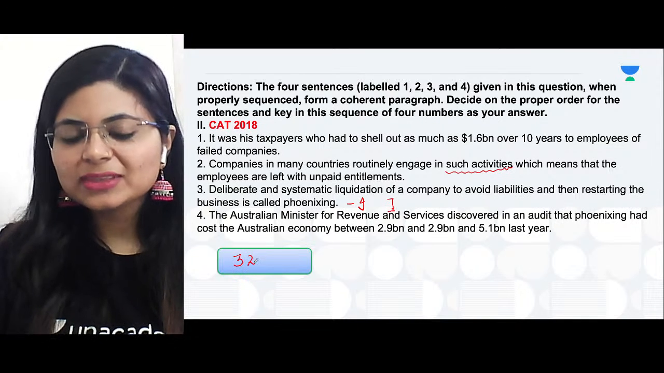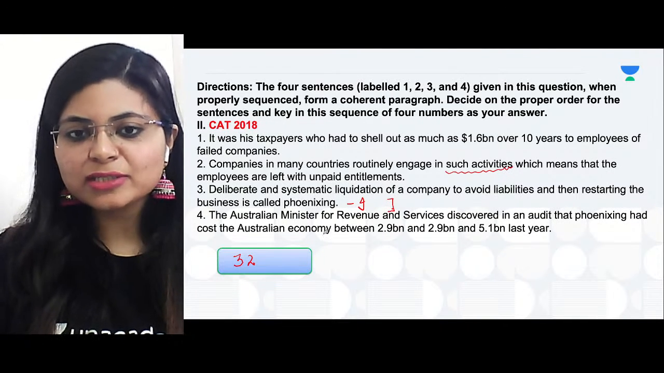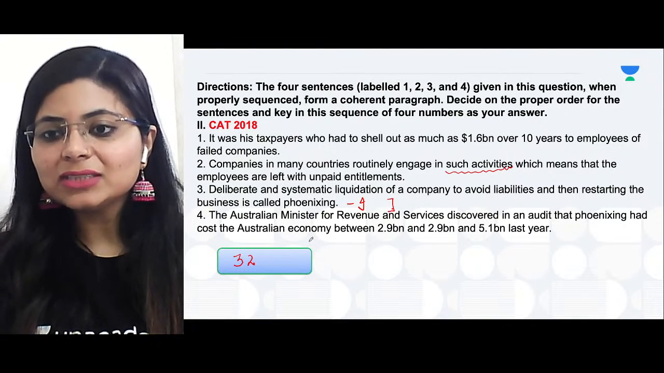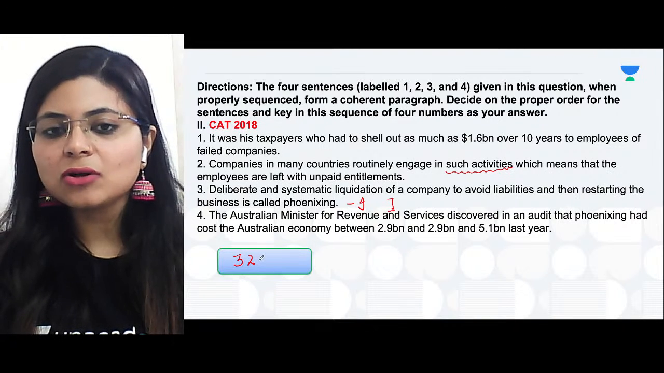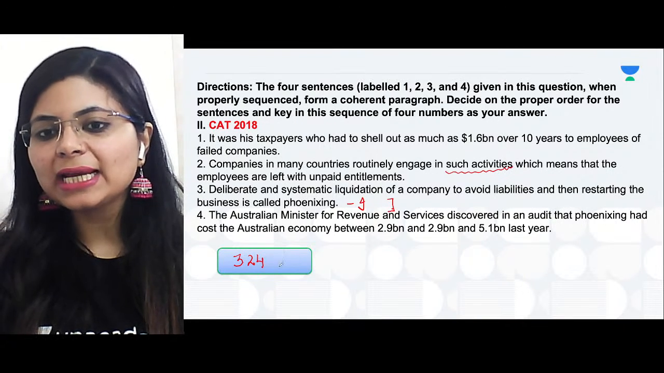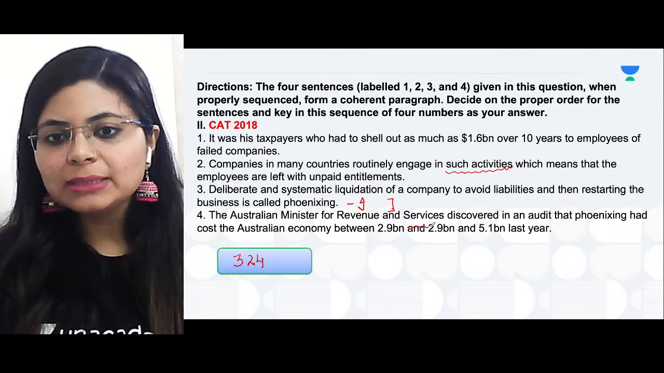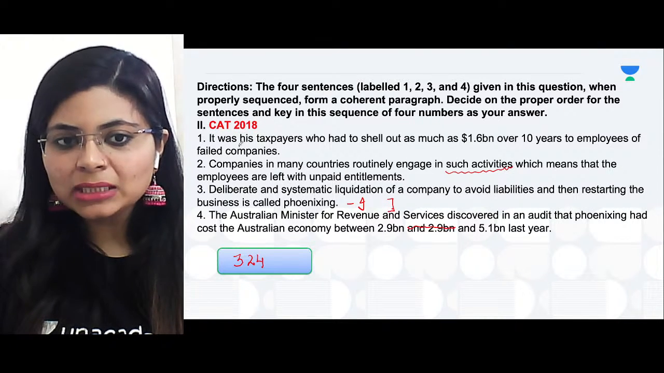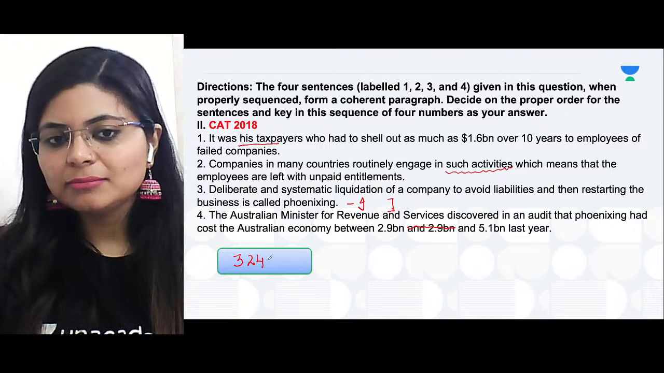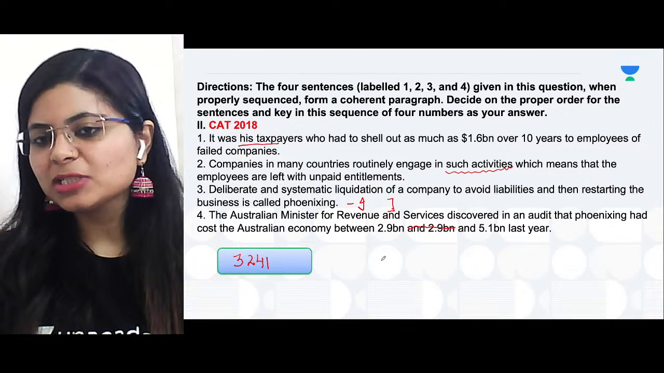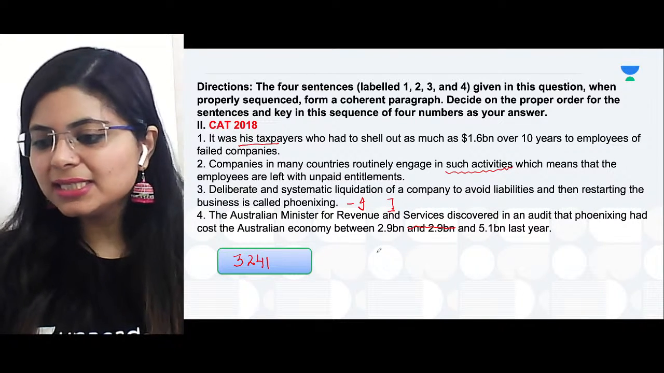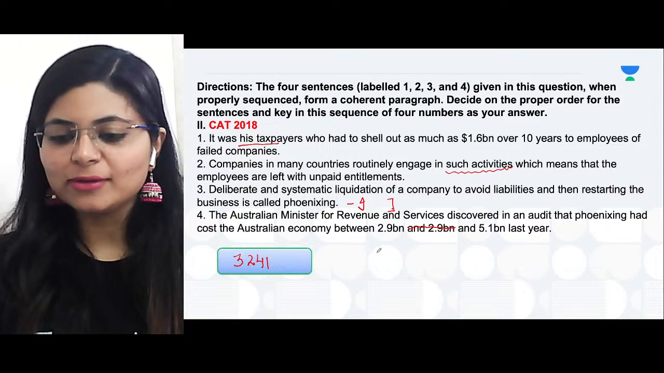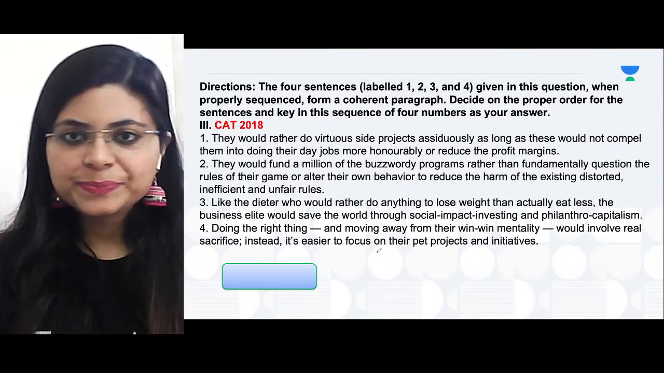3 is the introduction. Then you give an example. The Australian Minister for Revenue and Services discovered in an audit that phoenixing had cost the Australian economy between 2.9 and 5.1 billion last year. It was his taxpayers who had to shell out. His means who? The Australian minister, mandatory pay, who had to shell out as much as 1.6 billion. Easy question. Most of you, I think all of you have gone right. Fantastic. Let's go ahead.